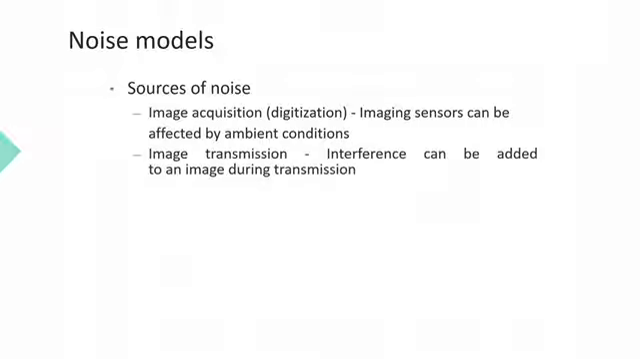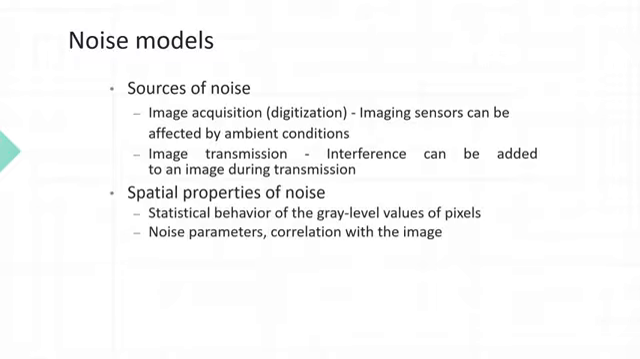Next one, during image transmission, interference can come in between, like added noise carried during the transmission process. Next one, spatial properties of noise. What are the spatial properties? When it comes to spatial properties, if you take a gray level, its pixels, how they behave with respect to their values. That is what we call statistical behavior. Next, noise parameters, and their correlation with the image.